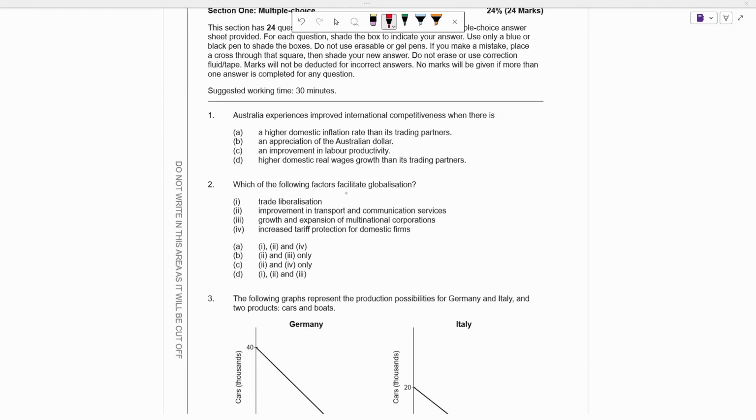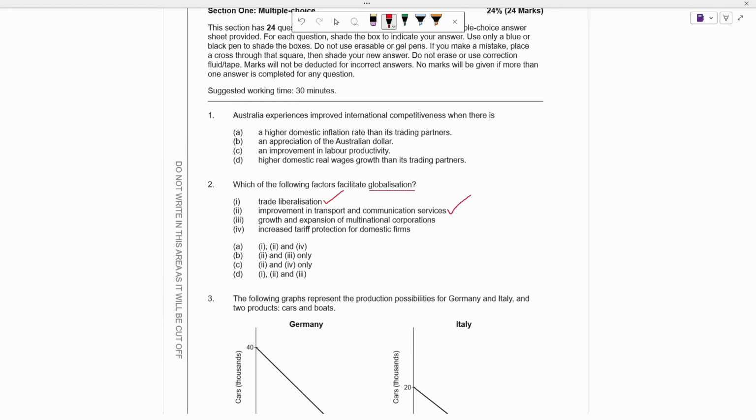Which of the following factors facilitate globalization? So globalization is just when countries become more dependent on each other. So 1, trade liberalization. Well, this one is correct, as this would increase trade. 2, improvement in transport and communication services. This one is also correct, as this would encourage foreign investment and trade.